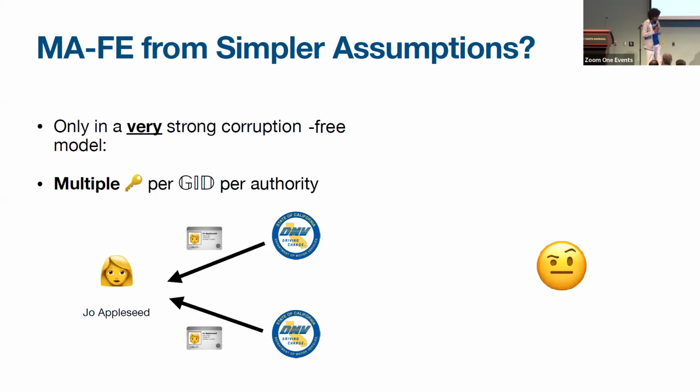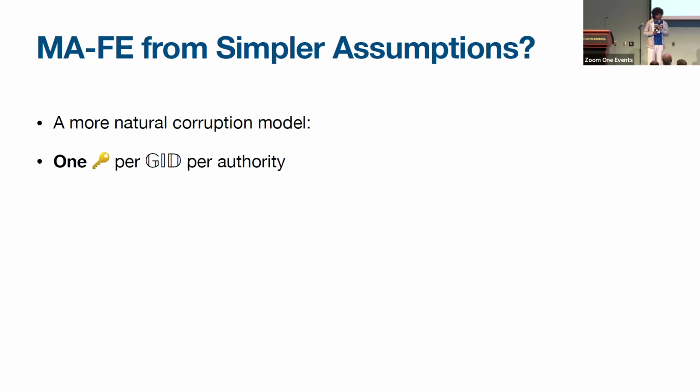But in real life, it would be very strange when a DMV starts issuing multiple driving licenses to a single user. So in our work, we consider some natural corruption model in which, just like the MAAB literature, a single user will only get one key per authority. So just to reiterate, the authority can issue multiple secret keys to multiple users, but for a specific GID, you only get one secret key throughout the lifetime.